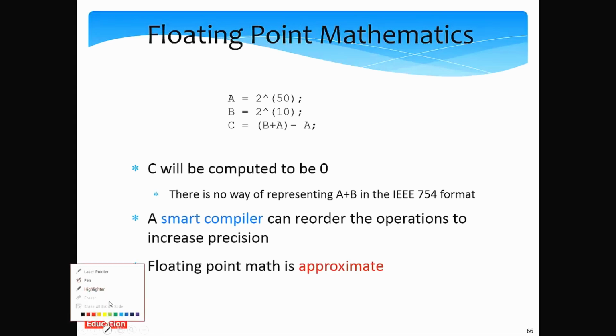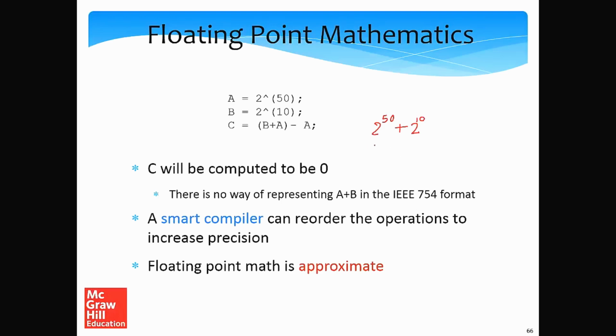Let us now take a look at some basic floating point math that we want to do. We have two numbers, a and b, where a is 2 to the power 50 and b is 2 to the power 10. We want to add a plus b, and then we want to subtract a, but a plus b we want to be done first. That's the reason it's there inside a bracket. So if we add a and b, we are essentially adding 2 raised to the power 50 plus 2 raised to the power 10.